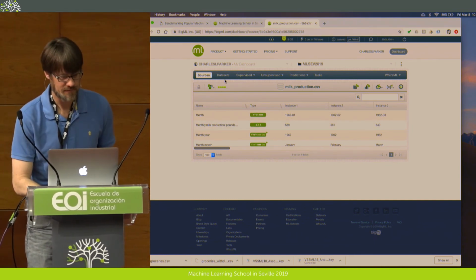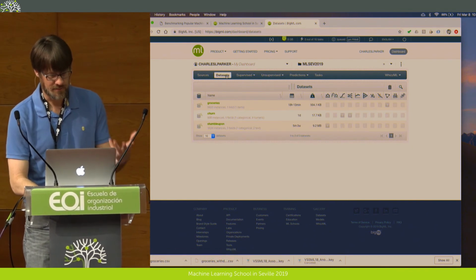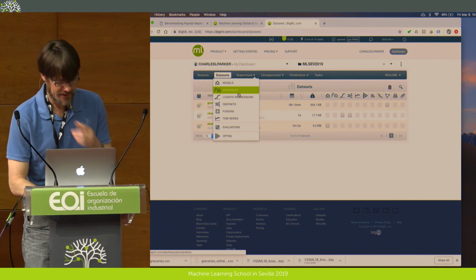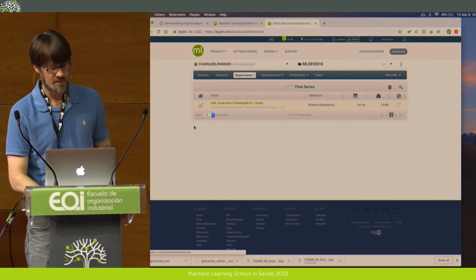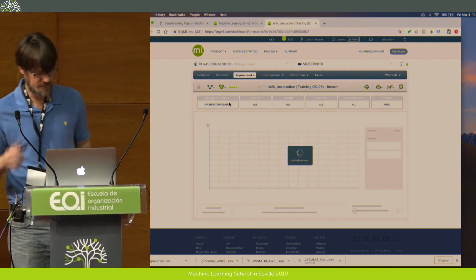And so, you know, we go through the usual steps. I'm not going to go through them again, but we make a data set out of this, and then we just go to one click. If we went to one click time series, BigML would just kind of know what to do with this data, and we would get this model.